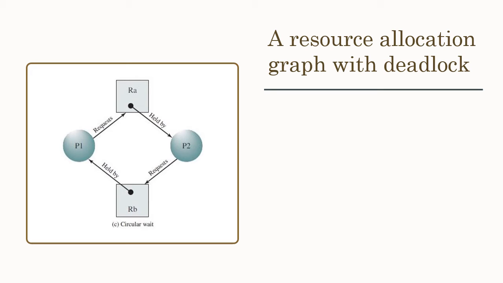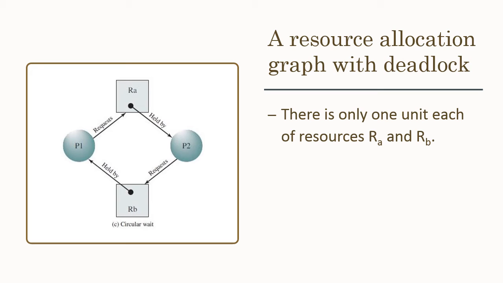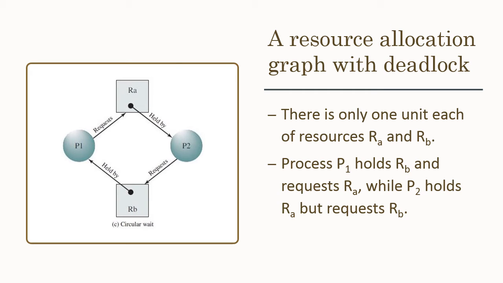A resource allocation graph with deadlock. There is only one unit each of resources RA and RB. P1 requests RA. RA's single instance is held by P2. P2 requests RB. RB's only instance is held by P1. So P1 holds RB and requests RA, while P2 holds RA but requests RB, and this is a deadlock.